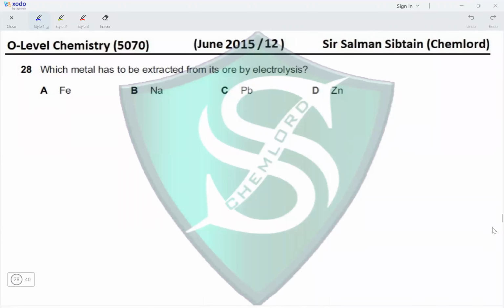Question 28. Which metal has to be extracted from its ore by electrolysis? Metals that are more reactive than iron, or really highly reactive metals, can be extracted from their ores using electrolysis. So out of the given metals, iron, sodium, lead, and zinc, the most reactive element would be sodium, making option B the correct option for this question.